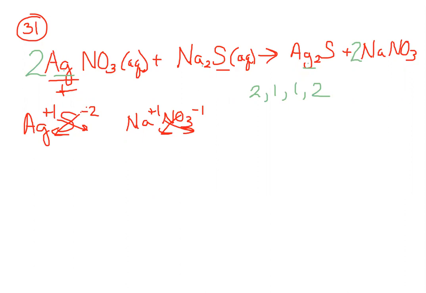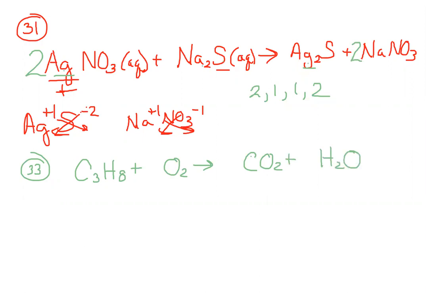Okay, let's look at number 33, doing some of each kind. Number 33: complete and balance the following combustion reactions. I think these are the easiest because we know what the answer is. The answer is always CO2 plus H2O. That's always what the product is. All you have to do is balance.